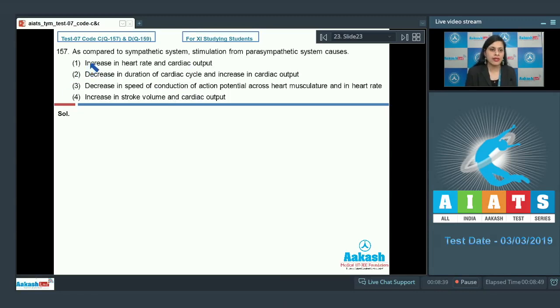Question number 157. As compared to sympathetic system, stimulation from parasympathetic system causes, and the very first option is increase in heart rate and cardiac output. And this is an incorrect option, because sympathetic system increases heart rate and cardiac output. On the contrary, stimulation from parasympathetic system decreases heart rate and cardiac output. The next statement is decrease in duration of cardiac cycle and increase in cardiac output. And this is also an incorrect option, because parasympathetic system decreases cardiac output.